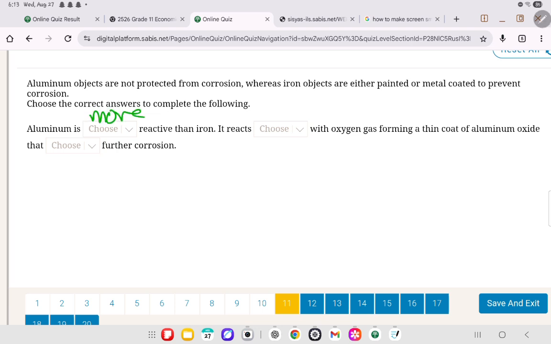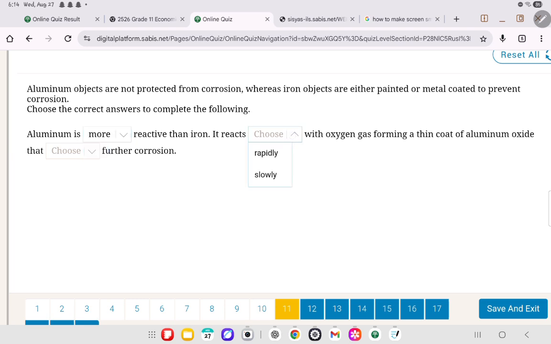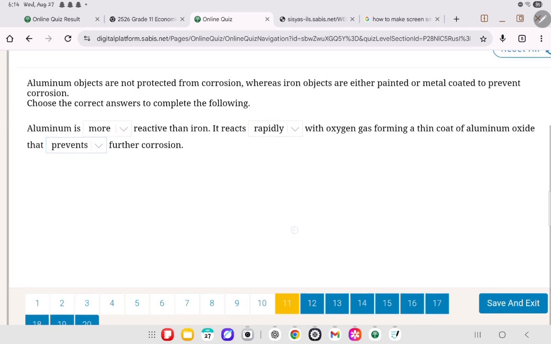Because aluminum is more reactive than iron, it will react quicker with oxygen. And what happens when aluminum reacts with oxygen? It will form aluminum oxide. Now this coat of aluminum oxide is not reactive, so it will protect the aluminum that is inside. So it forms a layer or a coat. So aluminum is more reactive than iron. It reacts rapidly with oxygen, forming a thin coat of aluminum oxide that prevents further corrosion.